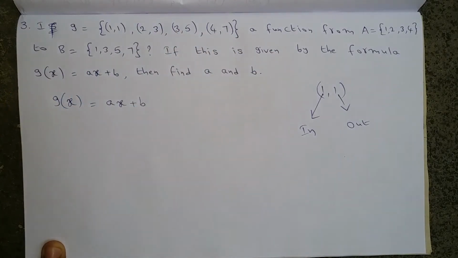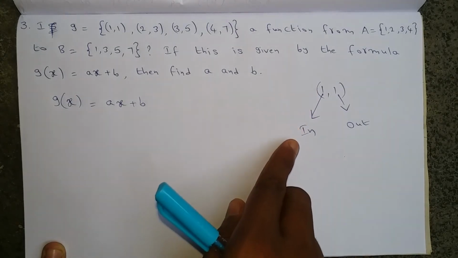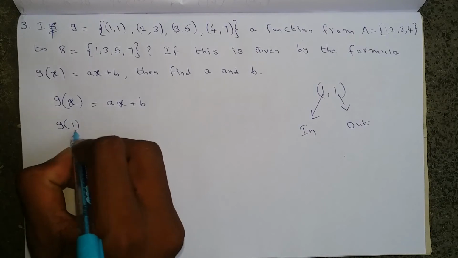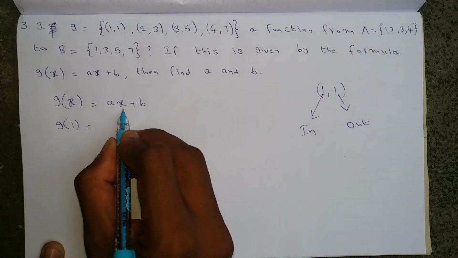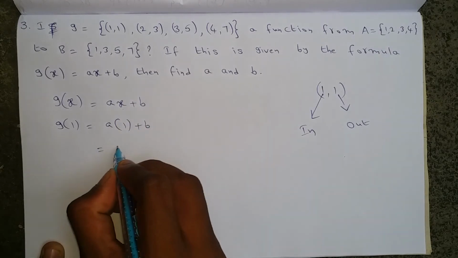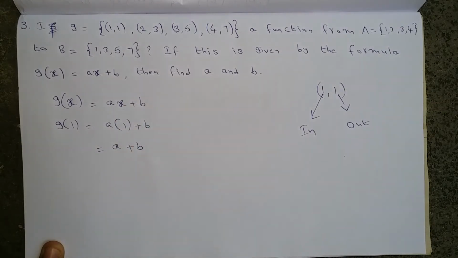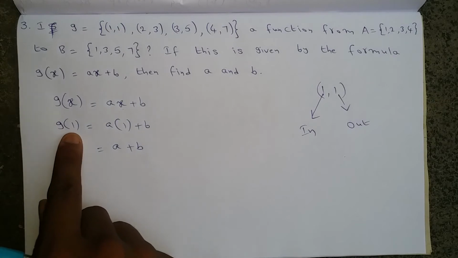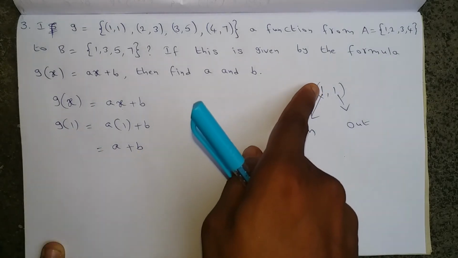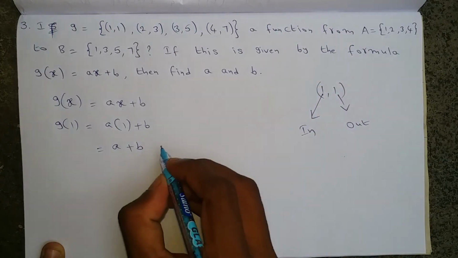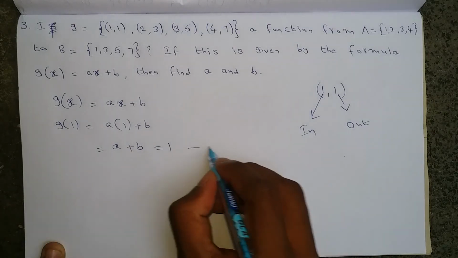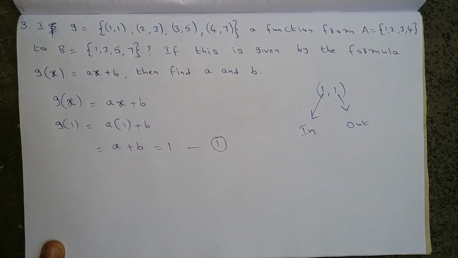Okay, now first input we gave as 1, right? So that's why I am taking g of 1 here. G of 1, nothing but in the place of x we need to substitute 1. So a into 1 plus b, a plus b. When g of 1 is there, a plus b, but we know very well that g of 1 value is 1, so a plus b is equal to 1. I am making this as equation 1.